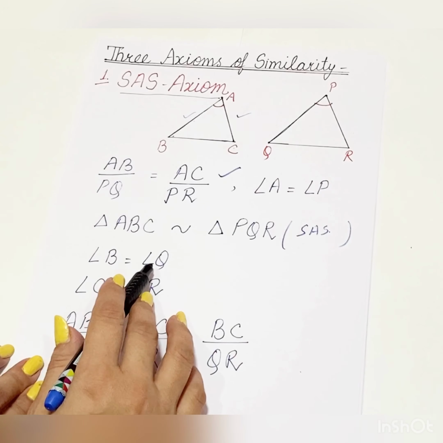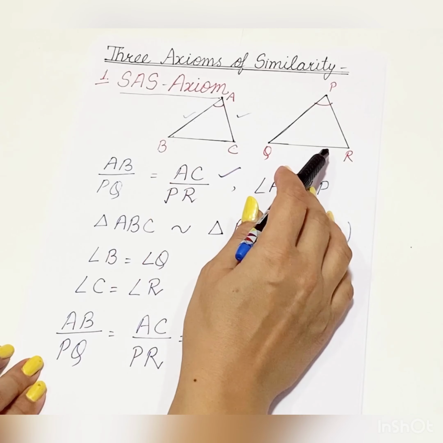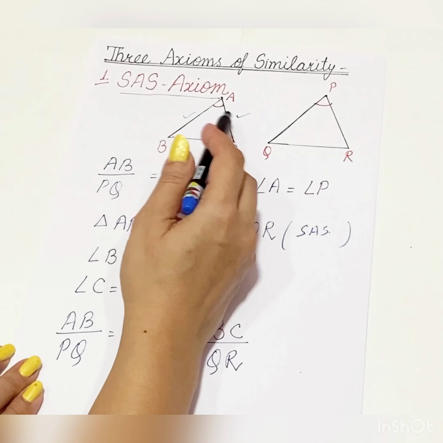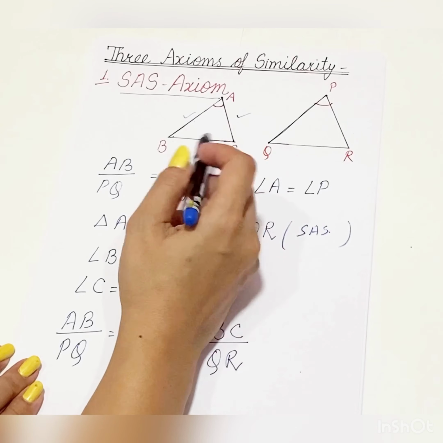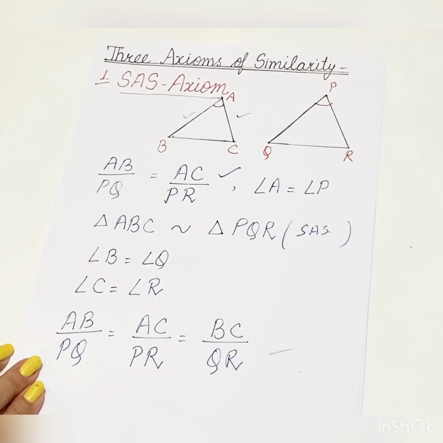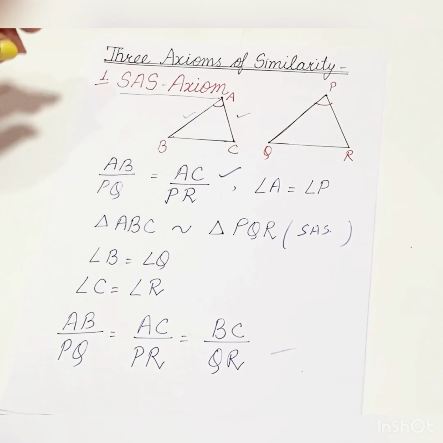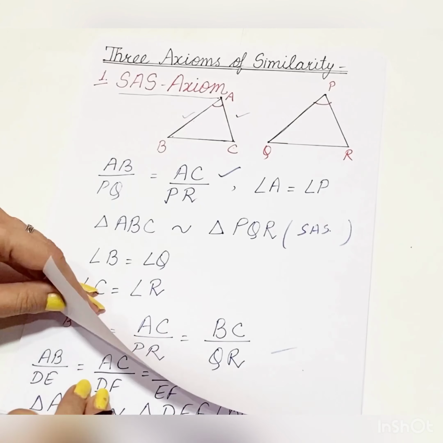Angle B will be equal to angle Q and angle C will be equal to angle R. Two sides were already given to be in proportion. Now the third side will also be in proportion to the two sides, right? So this is the first axiom, SAS.